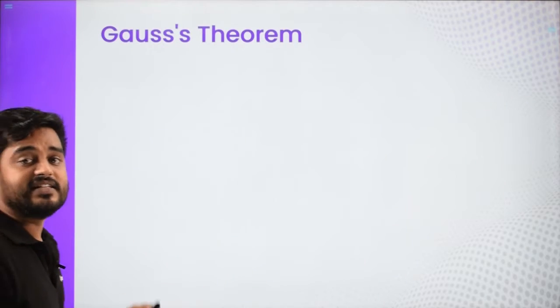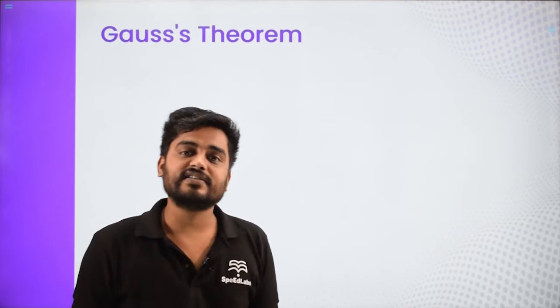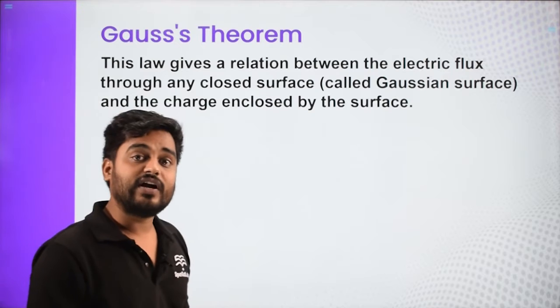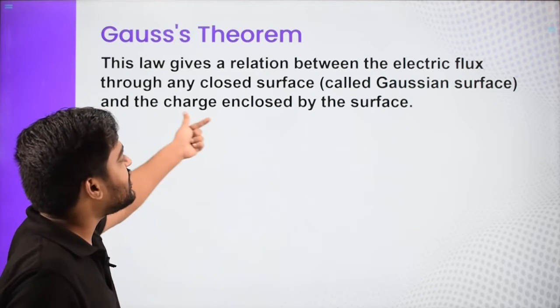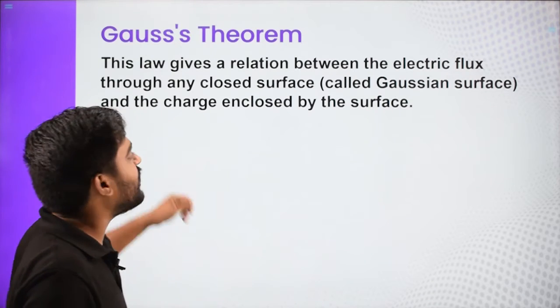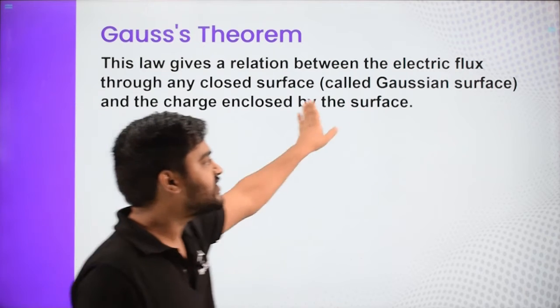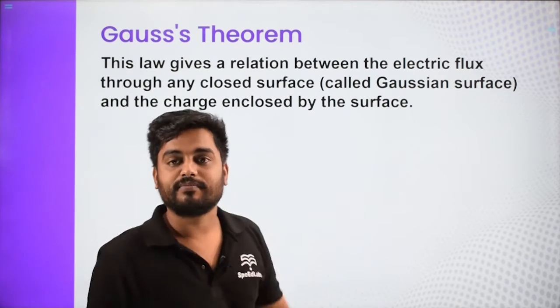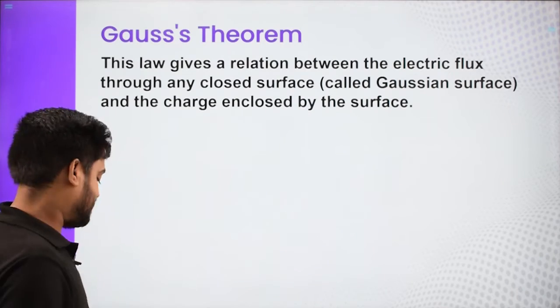Now let us discuss Gauss's theorem. So what does Gauss's theorem say? It tells the relationship between the electric flux through any closed surface, which is also known as a Gaussian surface, and the charge which is enclosed by the closed surface.